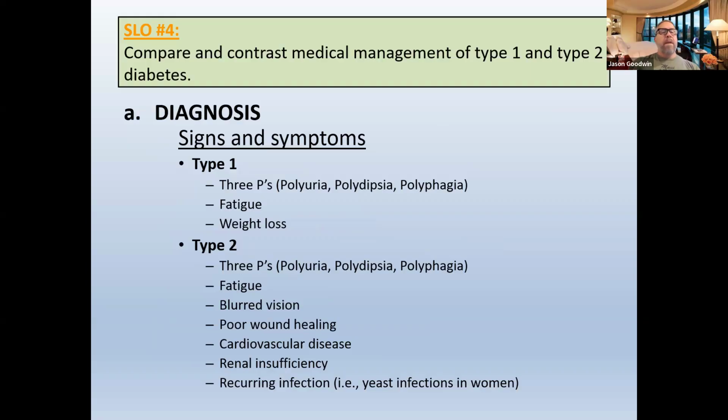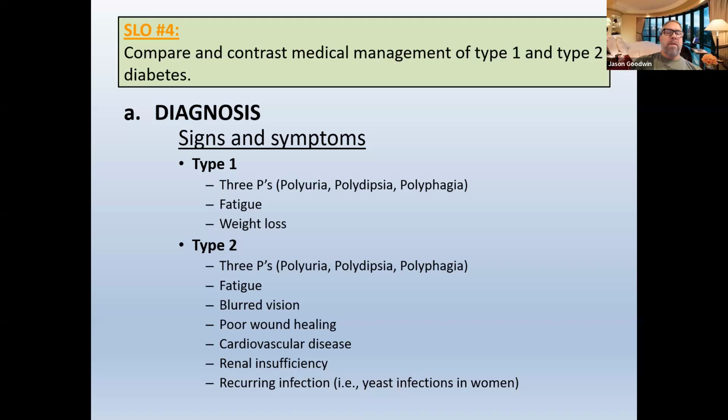Okay, so slide number 4, compare and contrast medical management of type 1 and type 2 diabetes. So the signs and symptoms. When we see somebody and we have a new diagnosis, type 1 is going to show you the 3 Ps, but also type 2. Okay, so the 3 Ps, polyuria, that's an increase of volume of urine. Okay, and that's an increased concentration of glucose in the urine, also called glucosuria.